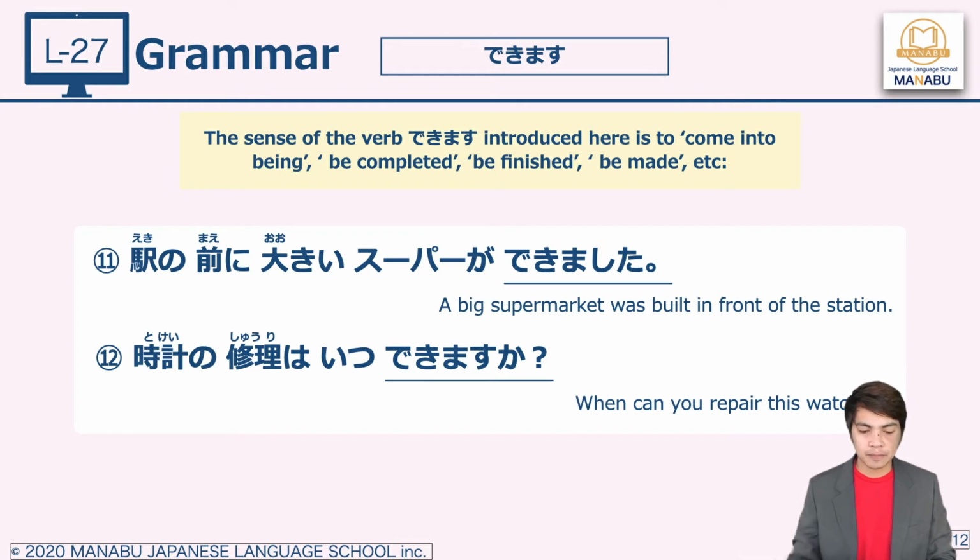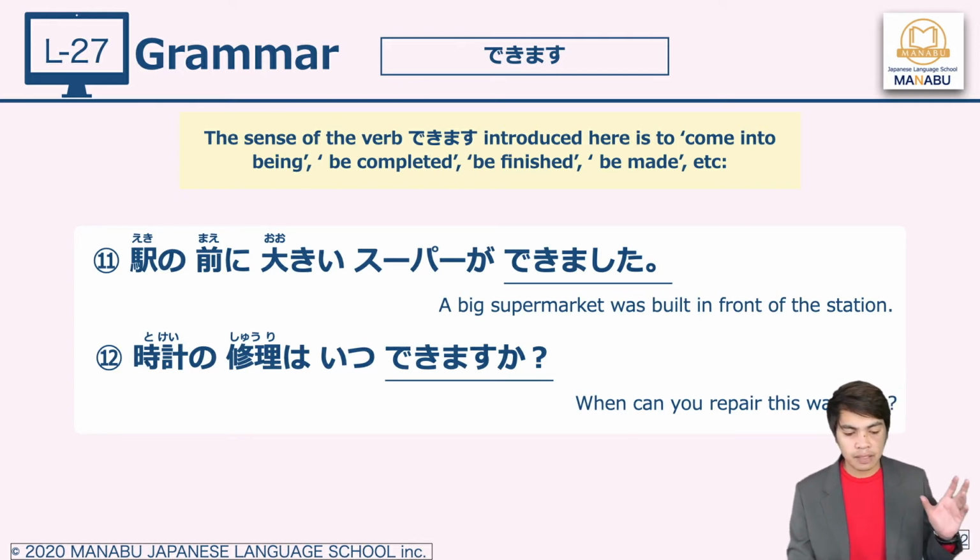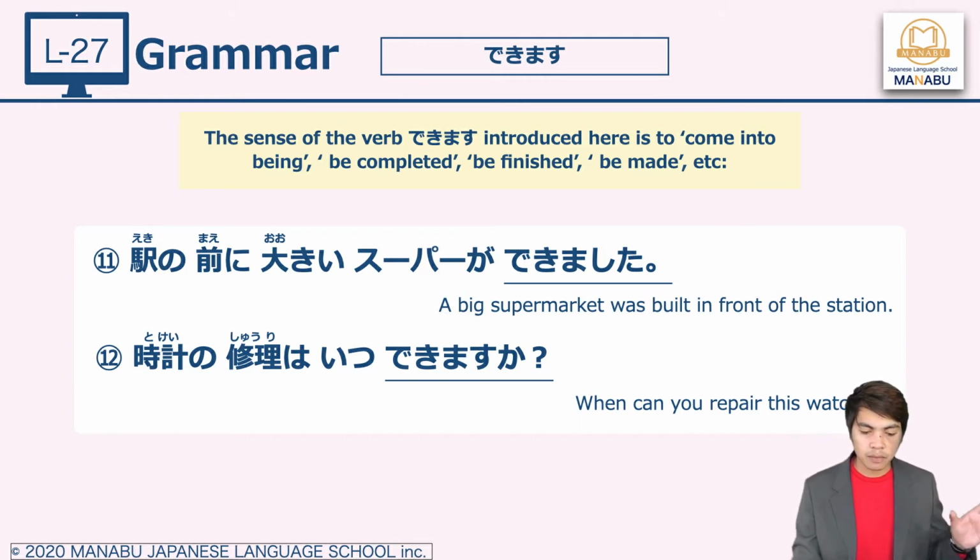Eki no mae ni. Another example, Tokei no shuri wa itsu dekimasu ka? So once again, the meaning of dekimasu in this lesson is finish, complete. So Tokei no shuri. Tokei means watch. No shuri. Shuri is repair. Wa, particle wa. Itsu, when. Dekimasu ka? When can you finish the repair of the watch? So Tokei no shuri wa itsu dekimasu ka?